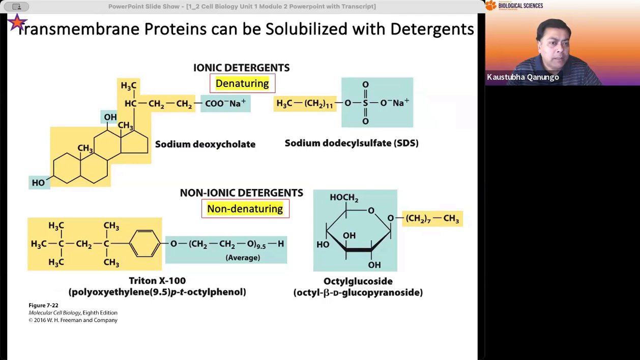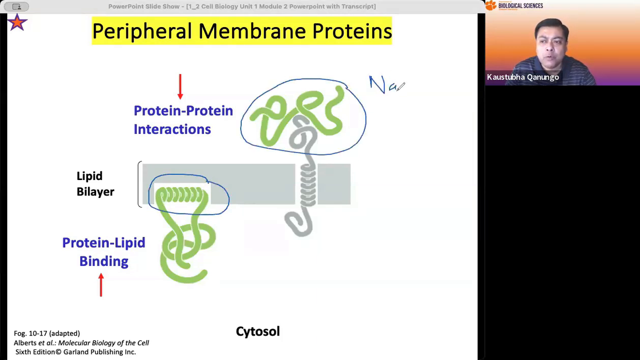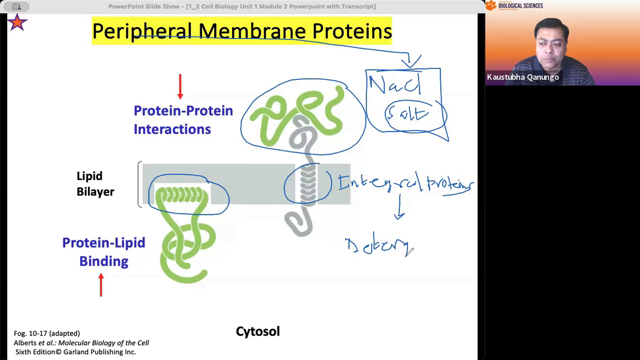After that, one thing is also important, so let me just go back here. All right. This is actually important as well, something that I should have told. To remove the peripheral protein, just sodium chloride salt is more than enough to break the hydrogen bonds, and you can extract it with sodium chloride. So peripheral proteins can be extracted just by adding salt or sodium chloride. Whereas this is the integral protein. Remember that the integral protein will need detergents, which we just talked about.